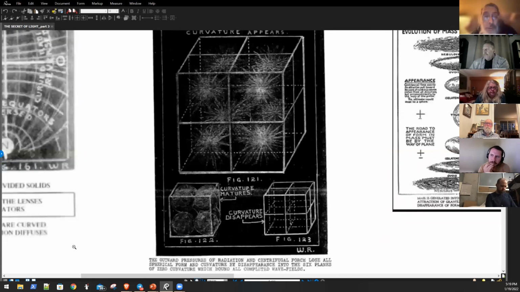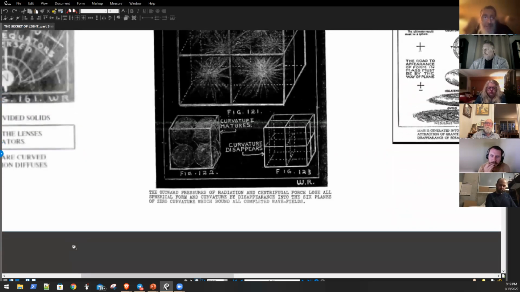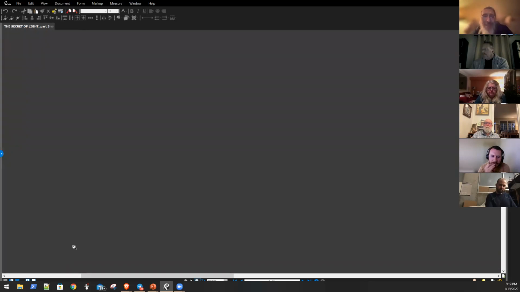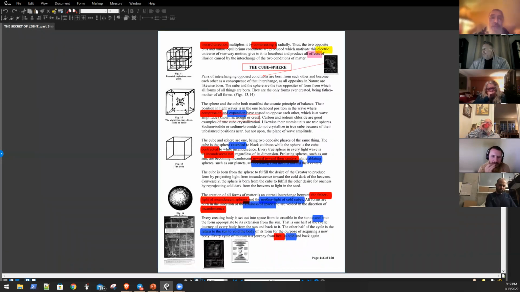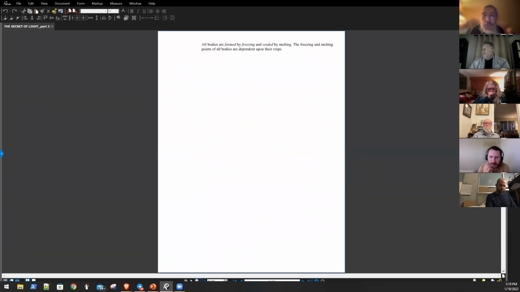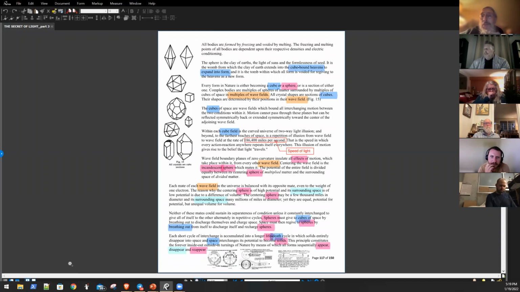Yes. Much too slow. So within these fields of this compression and radiation, man, this is not a good way to navigate.